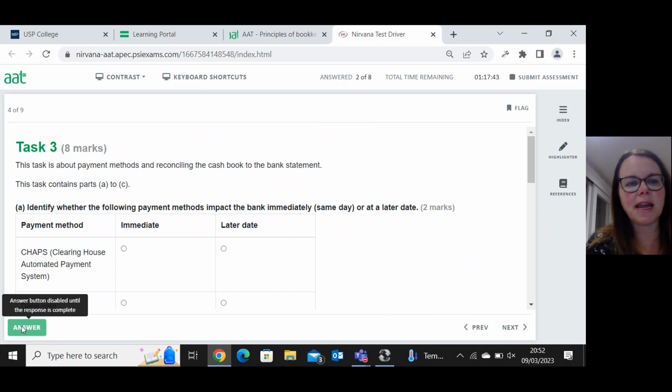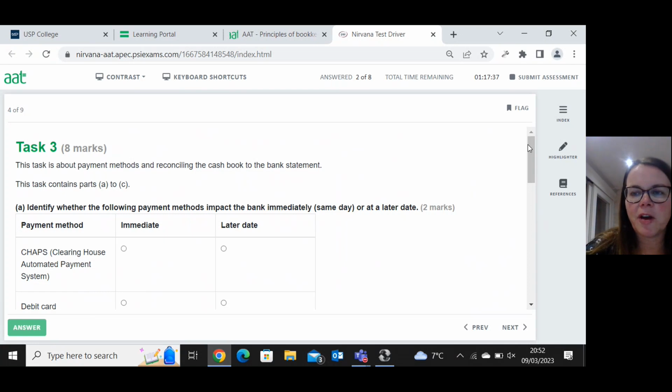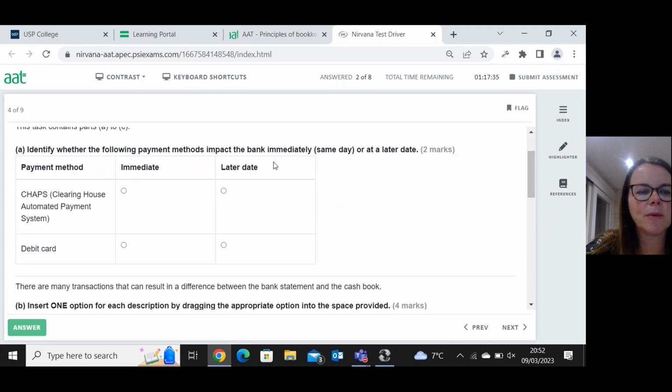Right, task 3. Payment methods, reconciling the cash book to the bank statement. So CHAPS we know is immediate because it is for high value amounts that need to go immediately. There's a fee charge for that, often used with property purchase. And a debit card will also come out straight away.